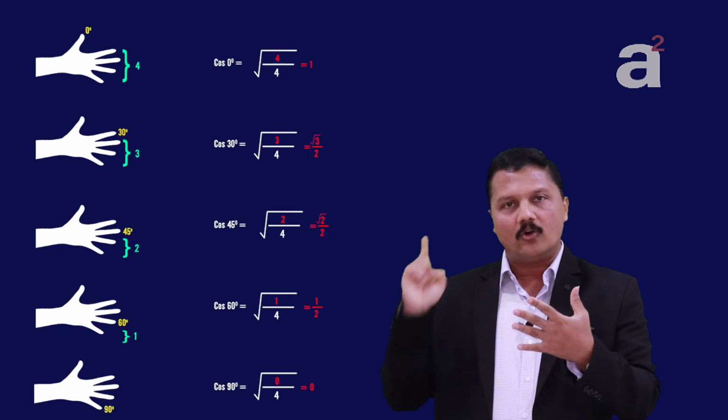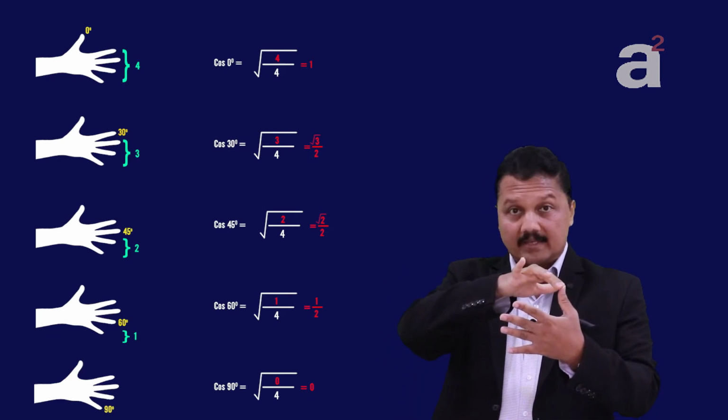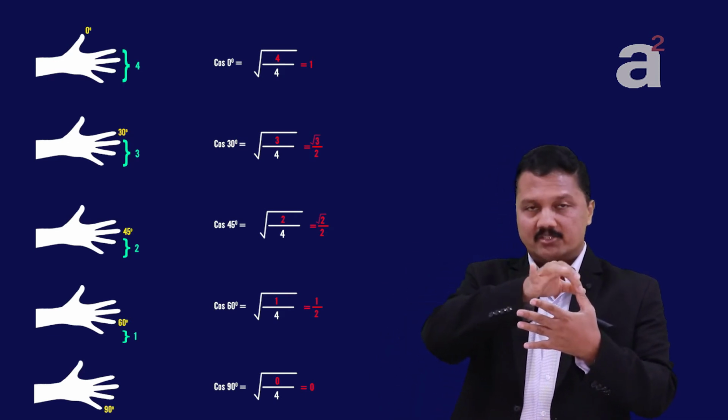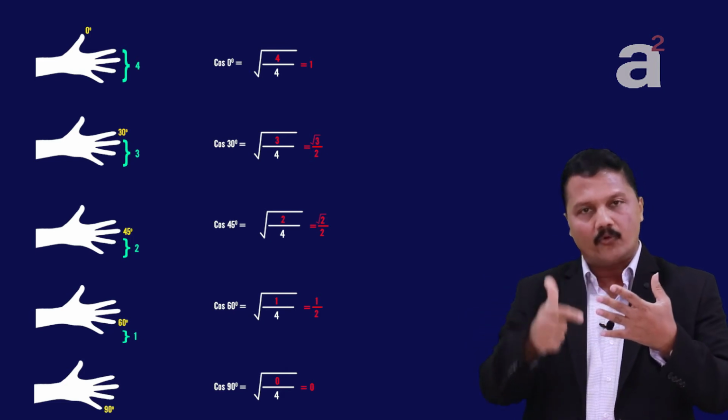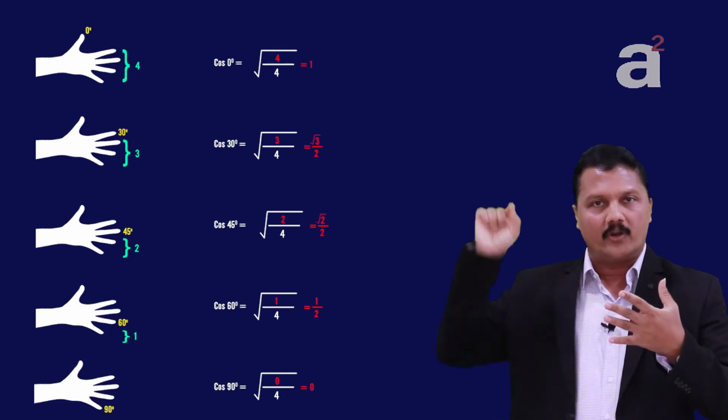If you want cos, we can use the same. The values of cos also we can find the same way, but the fingers we count below that. The angles are the same: 0, 30, 45, 60 and 90. So for cos 0, how many fingers are there below this one? This is 0, you know. So below this one there are 4 fingers. So we can take 4 and put there.